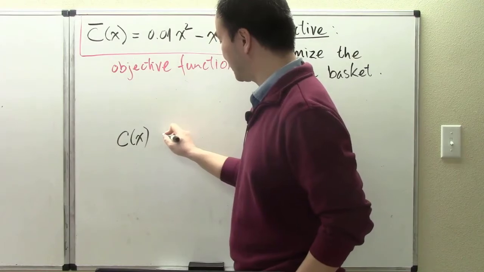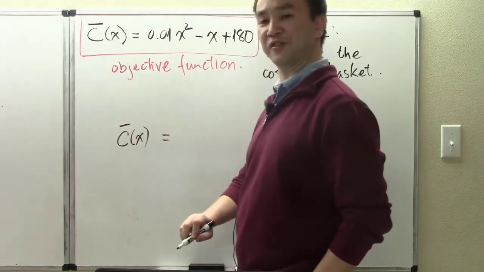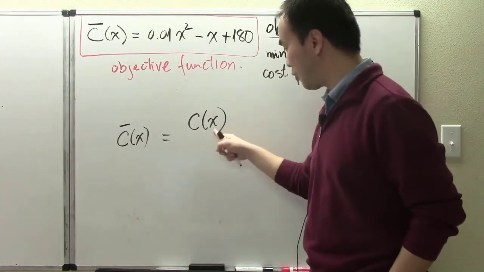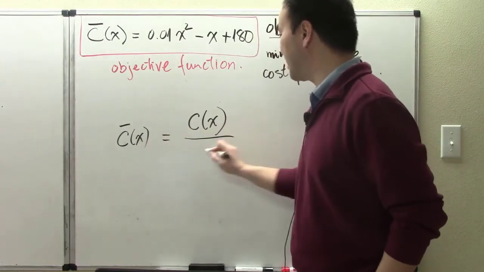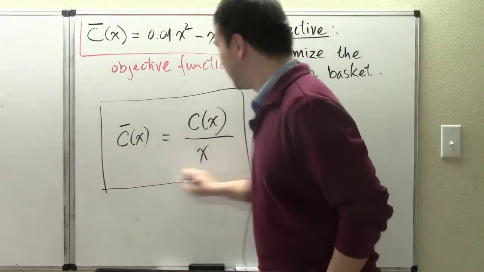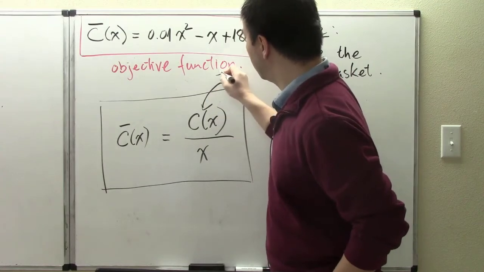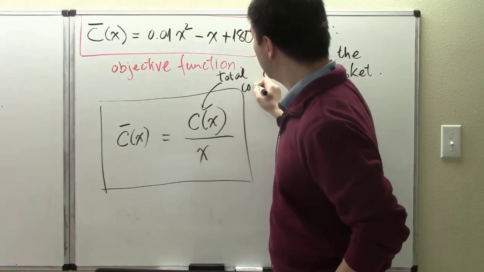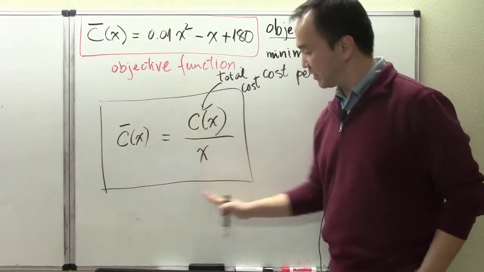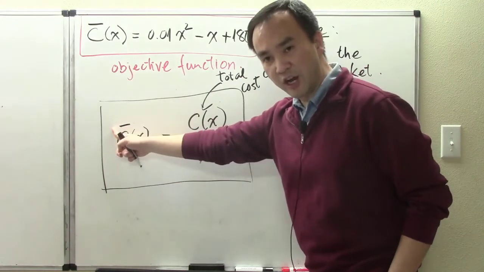Okay, total cost is always, well, let me put it this way. Average cost function is always the total cost function, as a function of quantity, divided by the quantity. So this is the fundamental relationship between average cost and total cost. This one right here is the total cost, just the traditional C. And this relationship that I'm putting in the box is the relationship between average cost and total cost.